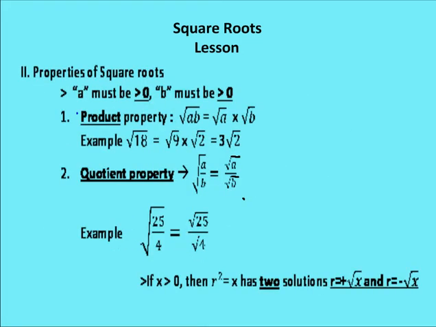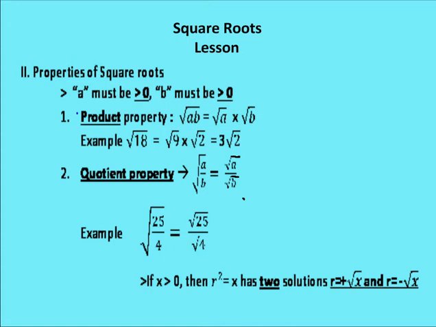Right, properties of square roots. When we talk about properties of square roots, we have a product property and a quotient property. In both cases, a must be greater than 0 and b must be greater than 0. The product property states that the square root of a times b is equal to the square root of a times the square root of b. And this will help us when we talk about simplifying a square root.